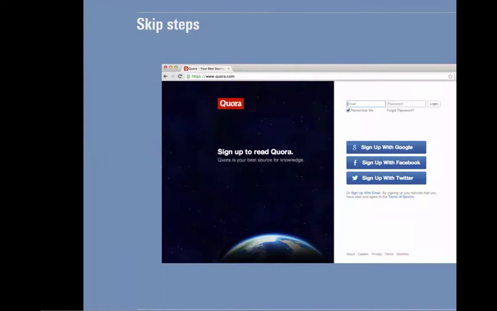And whenever we can, we want to just skip steps altogether. Maybe instead of having people create a new username, you can just use, like a lot of websites are doing, one of their existing accounts, whether it's Facebook or Google or Twitter. And then instead of having to come up with a new password to remember and a new username, you can just use one you already have and be signed up in 1 or 2 clicks.